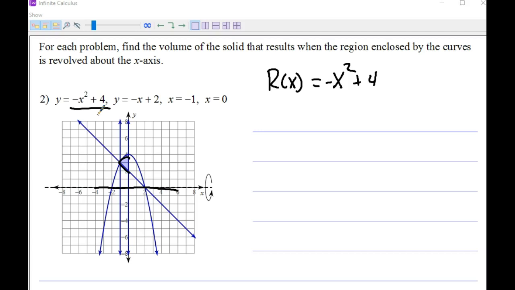All right, next one. Nick Del Rosario, what's our little radius? Negative x plus 2. I agree. He agrees. I agree. Now, really, we're supposed to subtract the axis from it, right? But my axis is 0, so I'm just kind of skipping that for now.